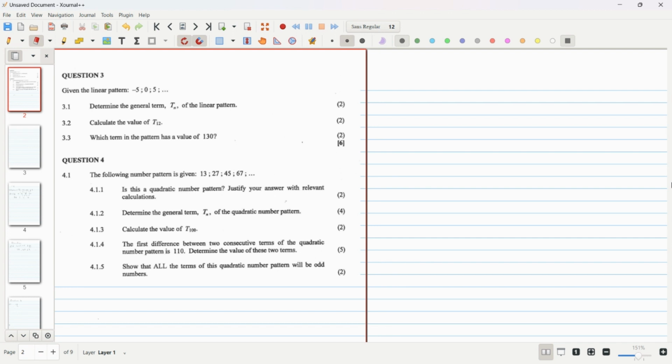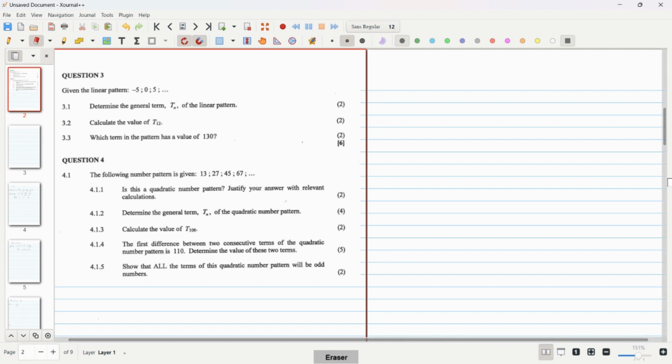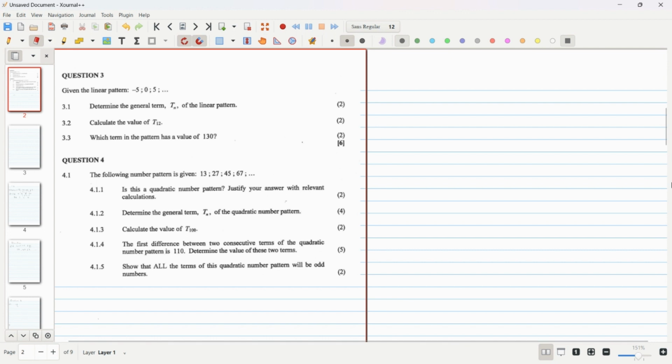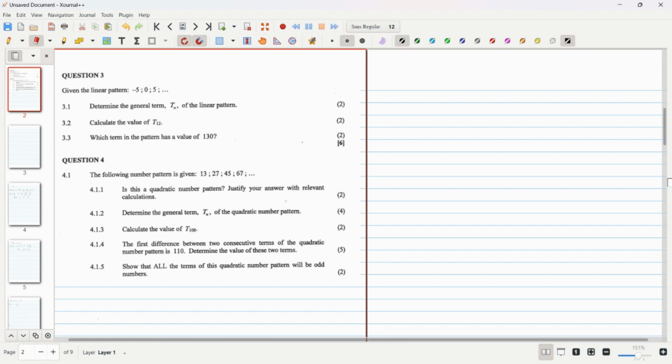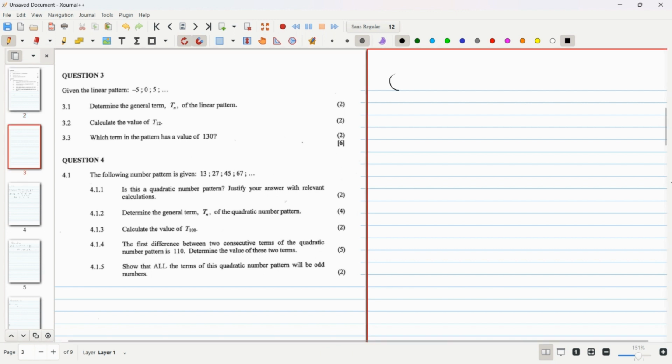So if we can check on question 3, we are given a question here which involves a linear pattern. One thing that you need to remember about a linear pattern is that it has a constant first difference. So that's what you need to remember about the linear pattern.